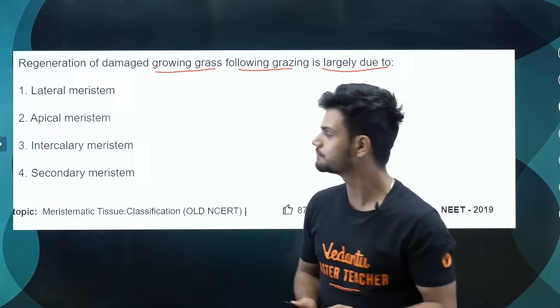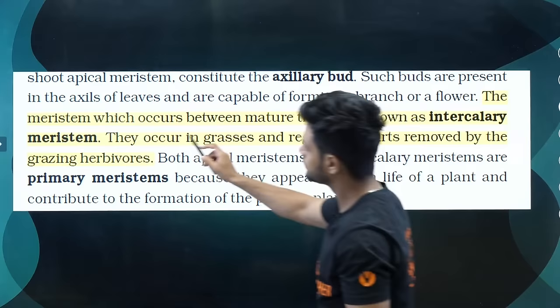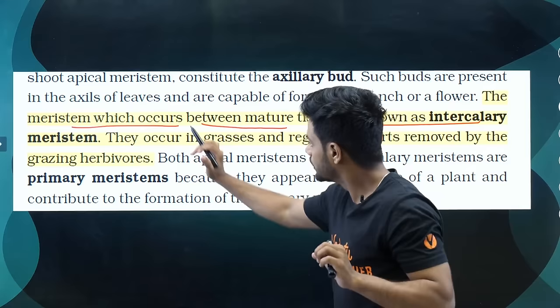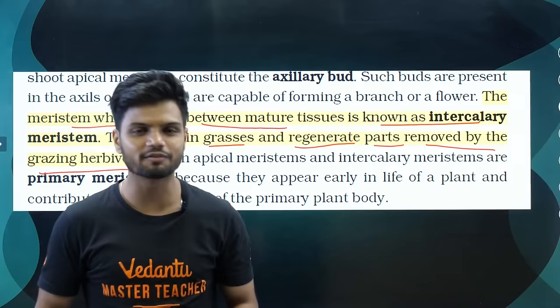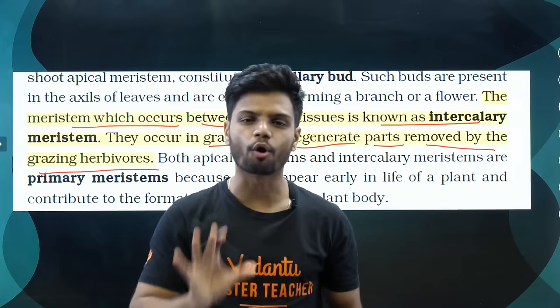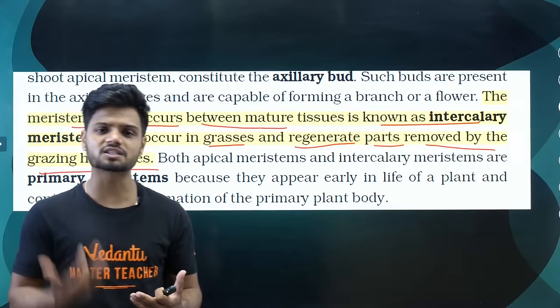If you look at the lines of your NCERT, right here, the meristem which occurs between the mature tissue is known as intercalary meristem. That is true. They occur in grasses and regenerate the parts removed by the grazing herbivores. Are you noticing? Every single point is from your NCERT. Every single line of your NCERT has been mentioned. So please, students, learn your NCERT. Read it once, twice, thrice, at least 7 times.